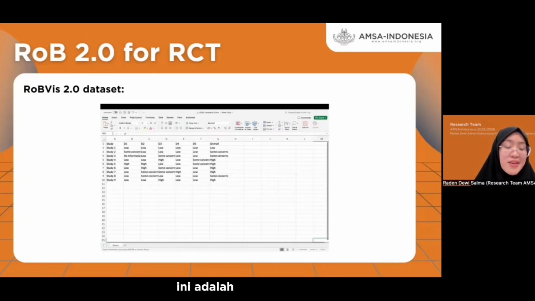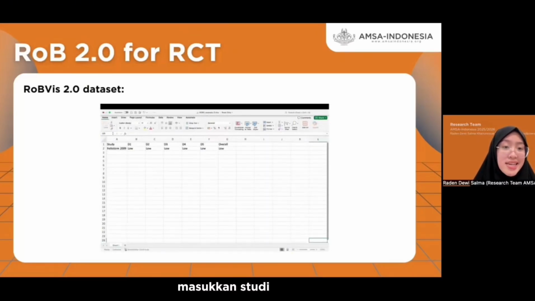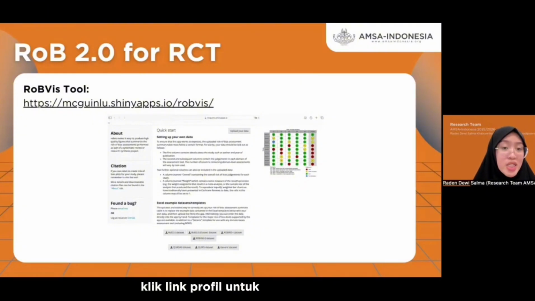This is the interface of the ROB dataset. Enter the study that has been assessed and complete domains 1 through 5 as well as the overall bias. According to the previous evaluation, do not forget to click Save. Click the profile link to open the ROB Viz tool.